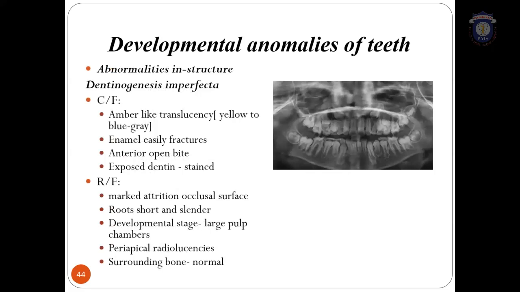Clinically, you will see that the enamel fractures easily, anterior open bite will be there, and exposed stained dentine will be seen. Radiographically, there will be marked attrition in the occlusal surface. Roots will be short and slender. In the developmental stage, large pulp chambers will be seen. Periapical radiolucencies will be there surrounding the normal bone.